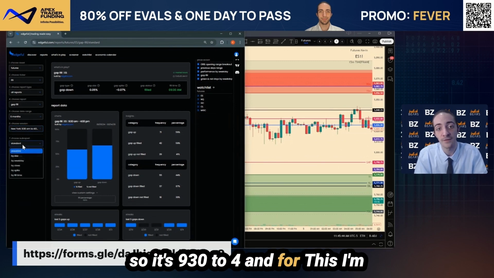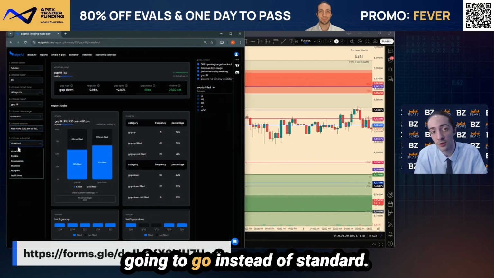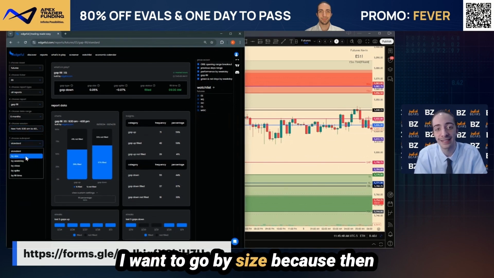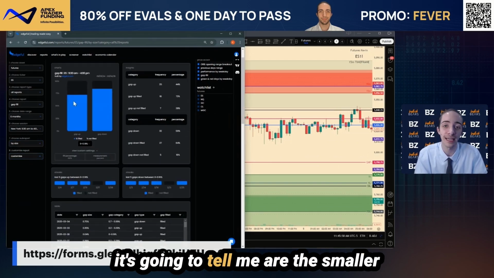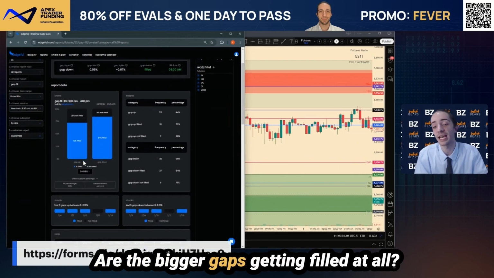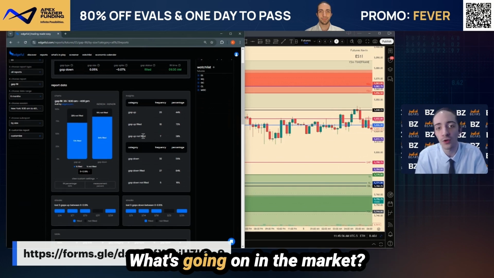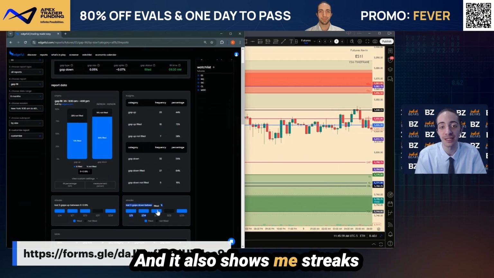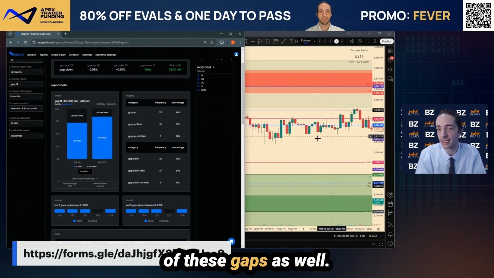So it's 9:30 to 4. And instead of standard, I want to go by size, because then it's going to tell me, are the smaller gaps getting filled more frequently? Are the bigger gaps getting filled at all? What's going on in the market? And it also shows me streaks of these gaps as well.